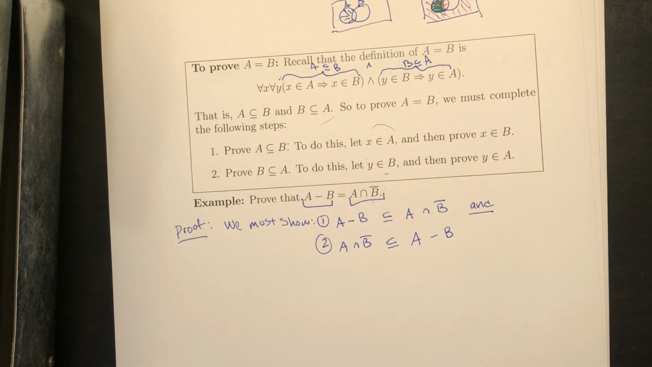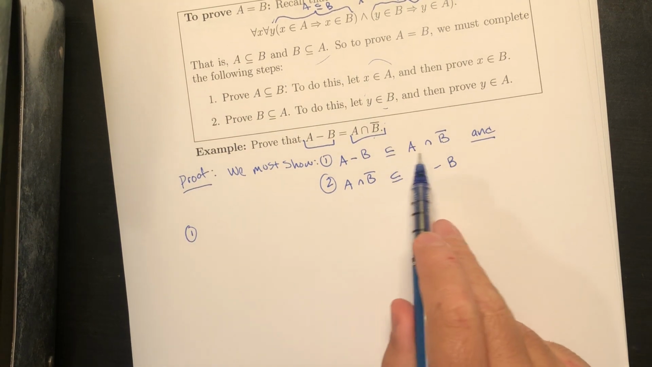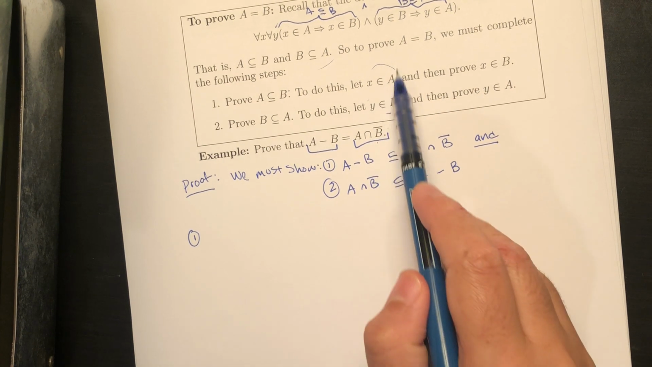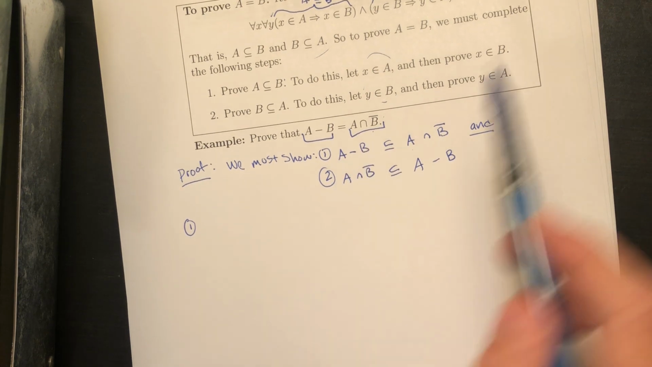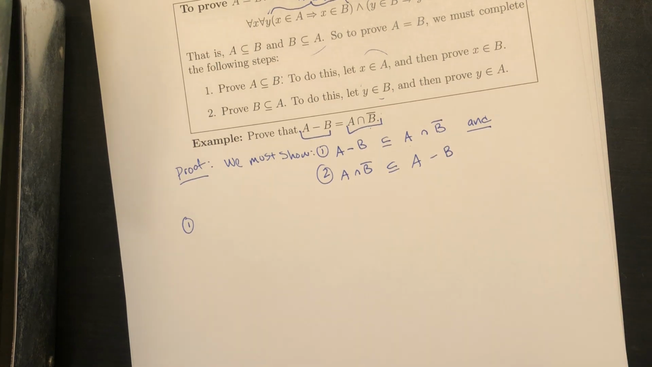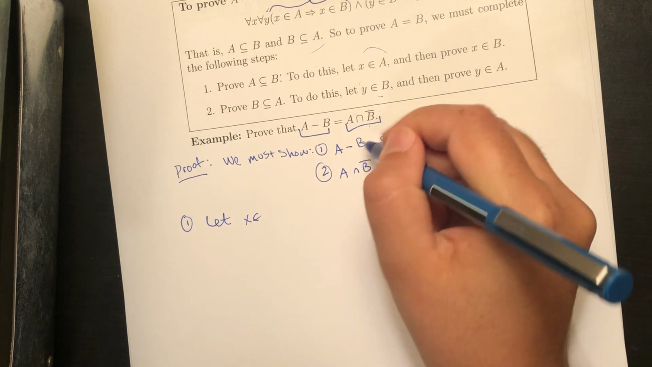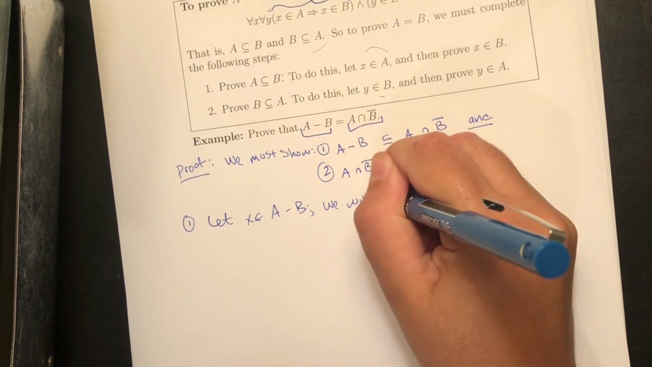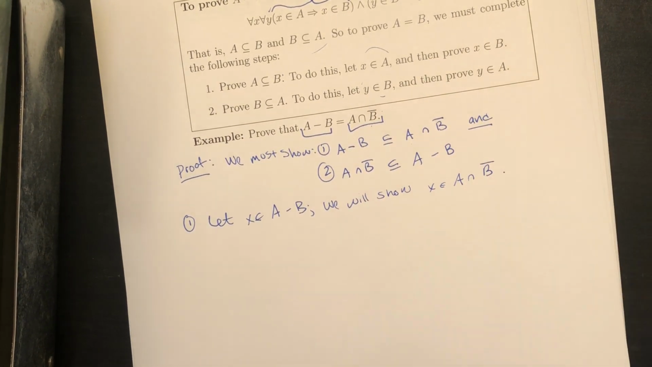Okay, so 1. We're going to prove that A minus B is a subset of A intersect B complement. The way that you do that is you let x be an arbitrary member of the first set, that is, let x be an arbitrary member of A minus B, and then prove that x must also be an element of the second set. Prove that x is also going to be an element of A intersect B complement. So we let x be an element of A minus B. We will show x is an element of A intersect B complement.